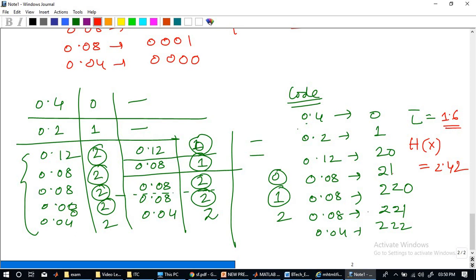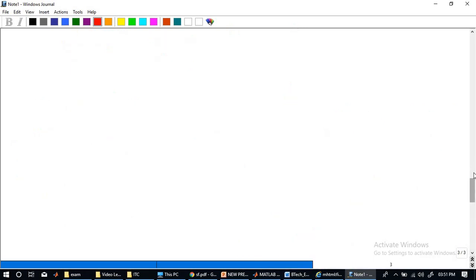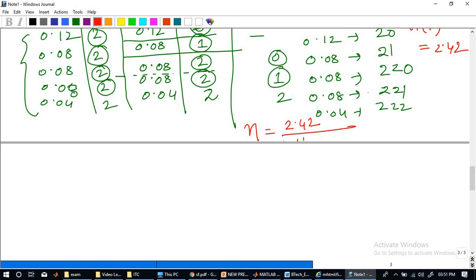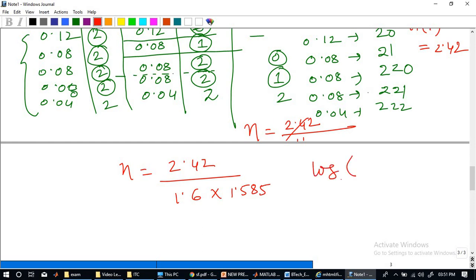What was L average? It was all taken with respect to binary bits, zeros and ones. But here there are 3. So your final outcome should look something like H of x, which is 2.42. That's okay. But this 1.6 is what is troubling us. 2.42 is what we have already found. So this should be multiplied by 1.585. Why? Because you have log to the base 3, for 3 symbols.